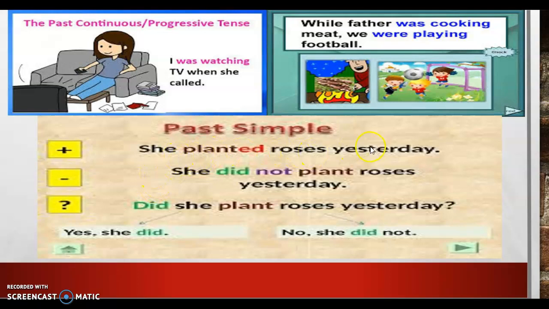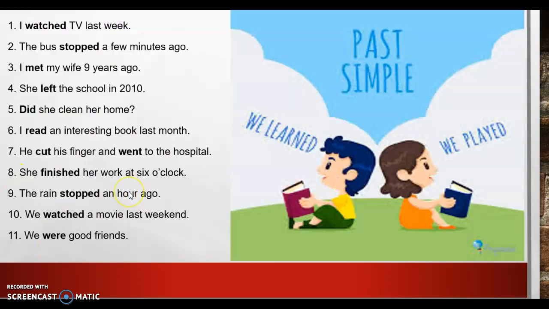She planted roses yesterday. See, she did not plant roses yesterday. So this one, did she plant roses yesterday? So this is past simple. Okay, let's see more examples. The past simple: I watched TV last week. See, I watched, past simple. The boss stopped a few minutes ago. I met my wife 9 years ago. She left the school in 2010. Did she clean her home? See, simple past.